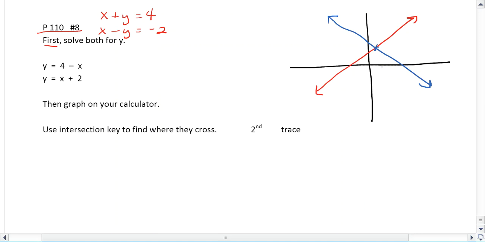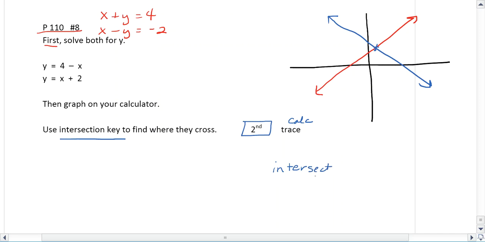Now we cannot rely on looking at the graph with our eyes and trying to figure it out because sometimes it crosses at an integer and sometimes not. So we're going to use the intersection key on our calculator. To do that, hit the second function, and above the word trace is the small word calc. So you hit second trace and a menu comes up, and on that menu I would like you to select the choice that's just called intersect.